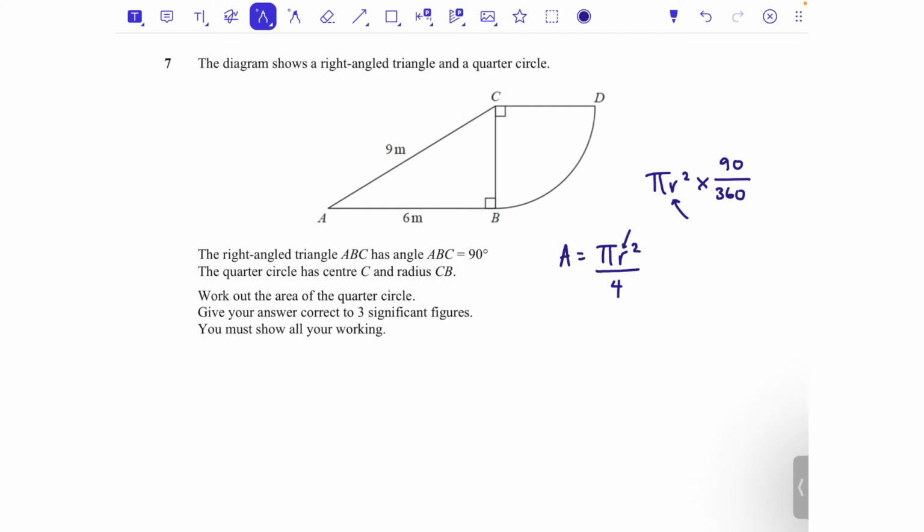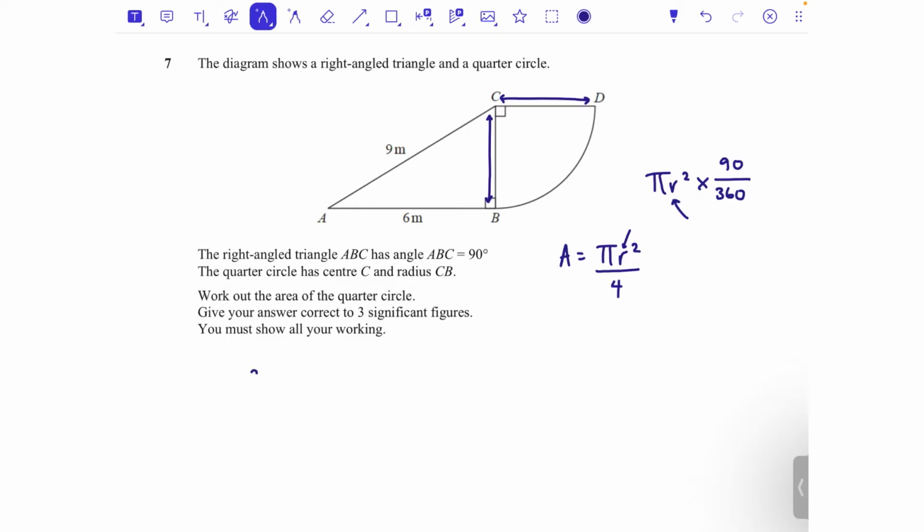We need to know the radius of a circle. Now, the radius of a circle is that, but it's also that. So can we find out how long either of those lengths are? Yes, we can. We can use that right-angled triangle, and we can do Pythagoras. I know this is Pythagoras because I've got 2 sides, and I want to know the third side.